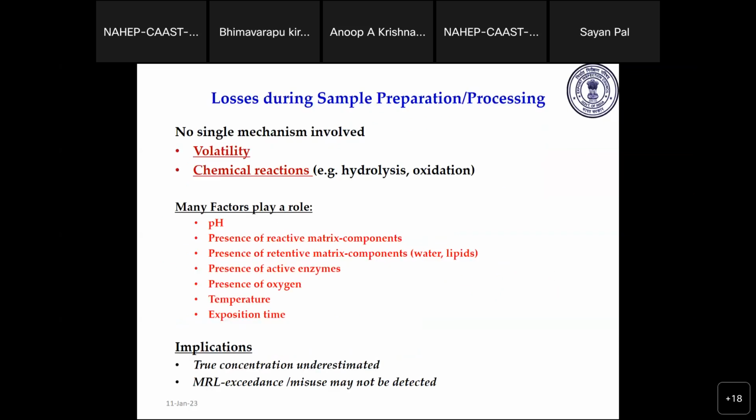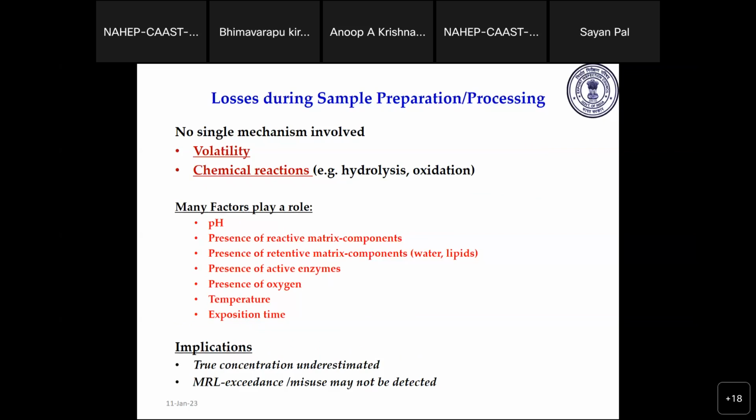Now you should also understand a few things while doing this. You are seeing the different processes of extraction now. You extract, you do a process called centrifugation, then you do a cleanup, and then you come out with a final filtration, and then you inject it. From all these processes there can be a loss of the actual analyte too. So we should be vigilant.